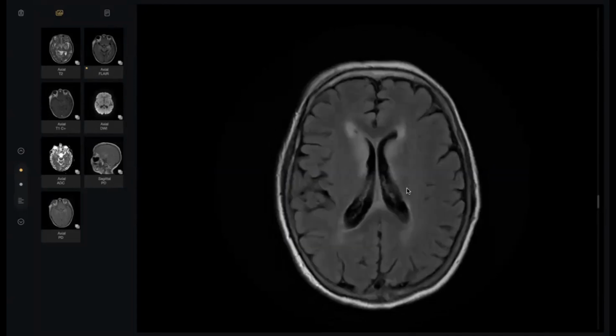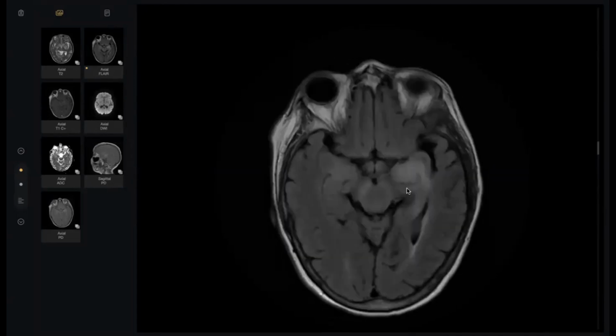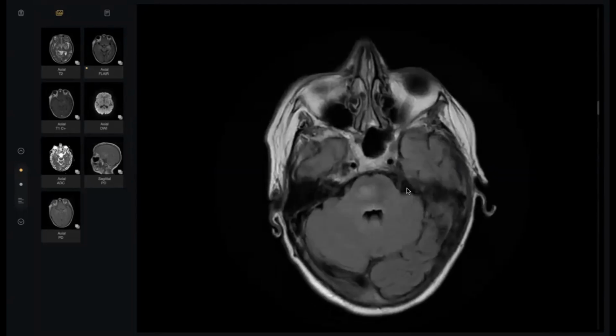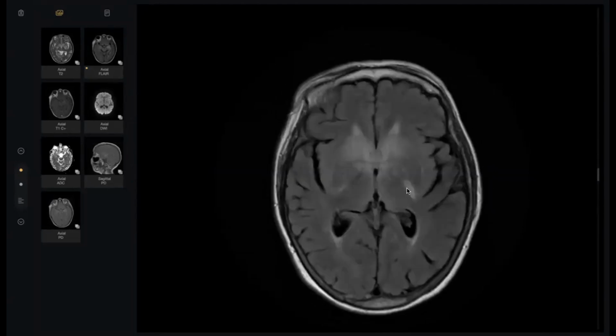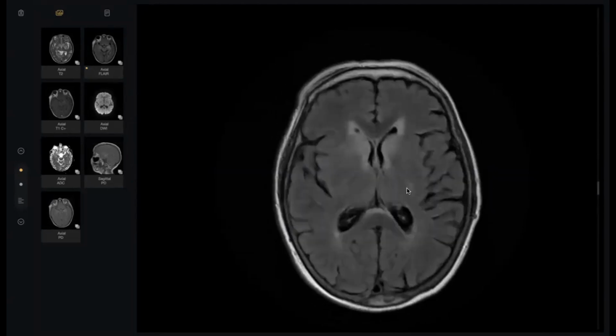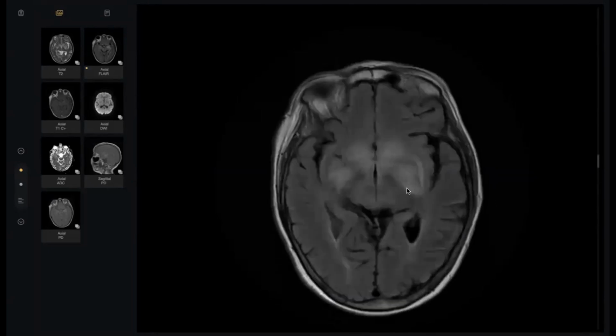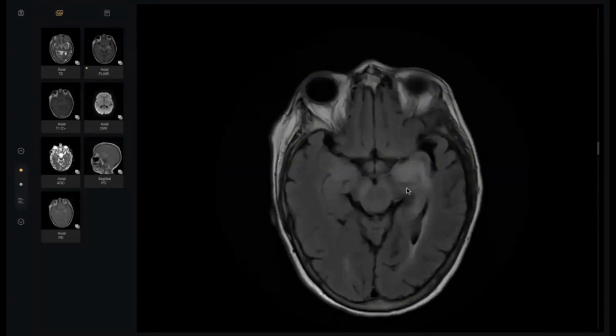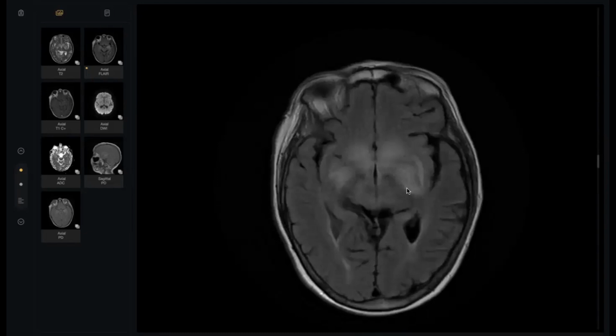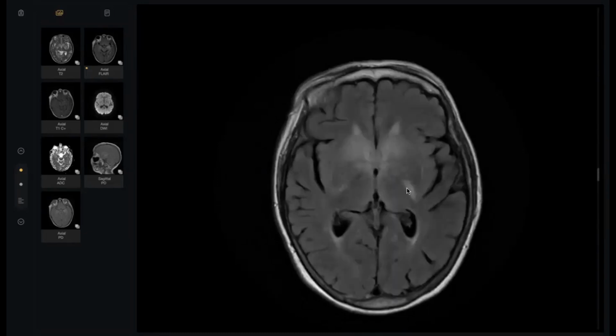So this is the posterior internal capsule. Okay, so you are dealing with a multifocal signal abnormality, not only left sided. Yes. So multifocal signal abnormality, it appears to be asymmetric.